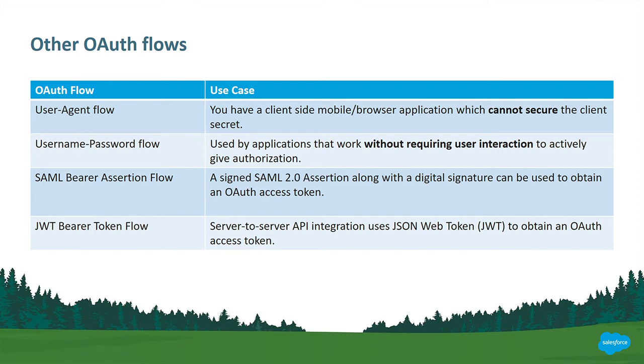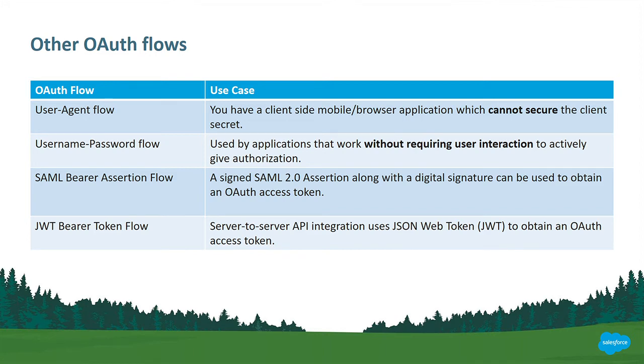Then you also have the username-password flow, also called the autonomous flow. Salesforce usually frowns on this flow because, as the name suggests, you are basically embedding the password as part of the OAuth request, and these are used for applications that do not require any explicit user interaction with the applications.